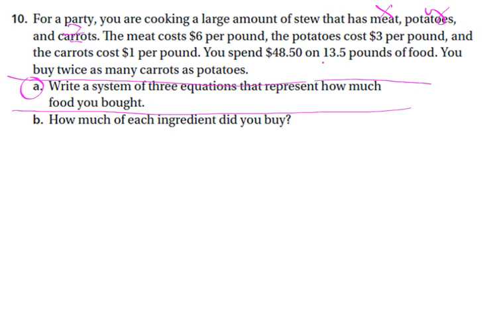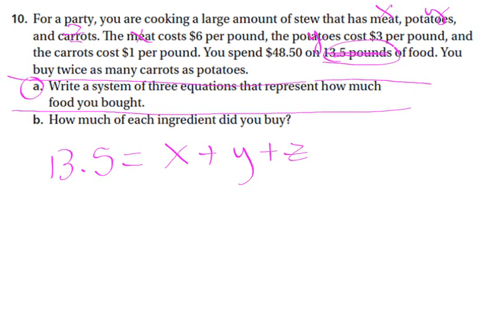So how many pounds of food did we buy? 13 and a half. So 13 and a half pounds of food is equal to the pound. Let's let X represent the pounds of meat, Y represent the pounds of potatoes, and Z represent the pounds of carrots. So that's taken care of. Now, again, the meat is X, the potatoes are Y, and the carrots are Z.